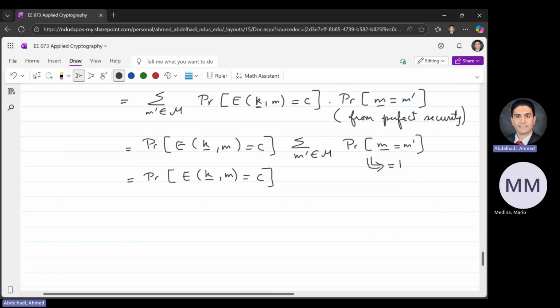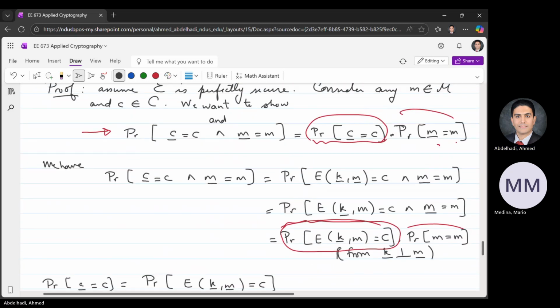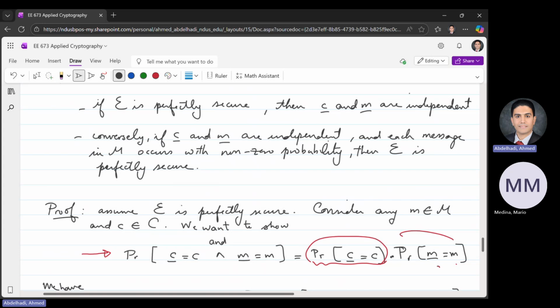All right. So this is the proof of it. Now for the second part. So assume that C and M... Remember the second part, we start by the assumption that C and M are independent, and then we want to say that this is perfectly secure, the other way around.